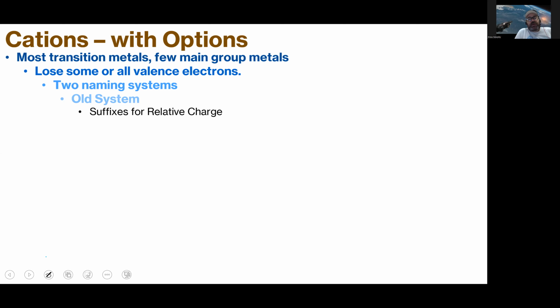The reason these guys have options, this is most of the transition metals and a handful of main group metals, is that they can either lose some of the valence electrons or all of the valence electrons, or varying numbers of valence electrons. So they're losing varying numbers of electrons, so they end up with options for charge. Okay. There's two ways to do this.